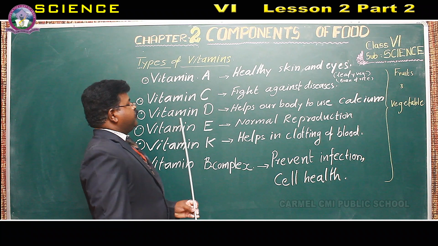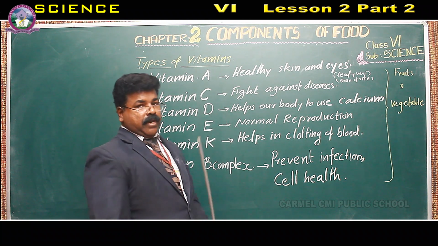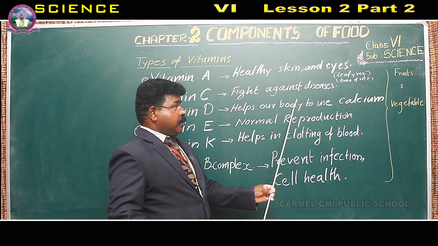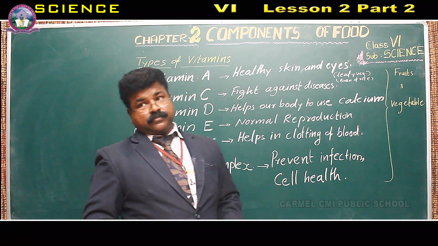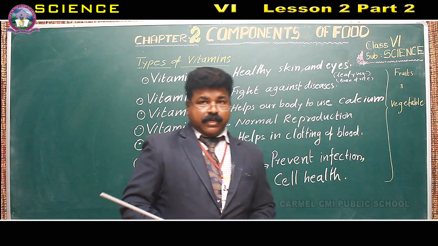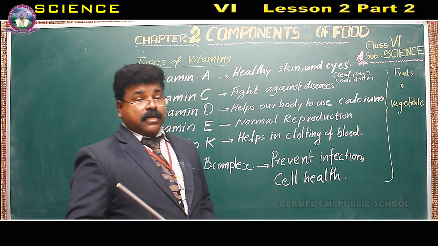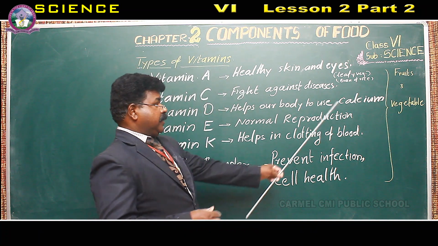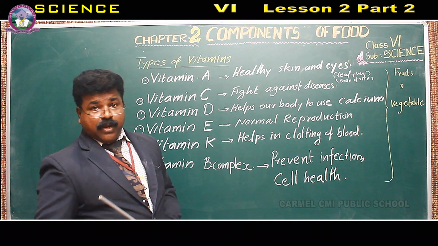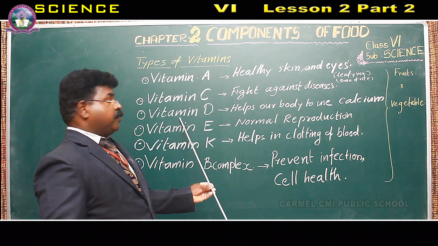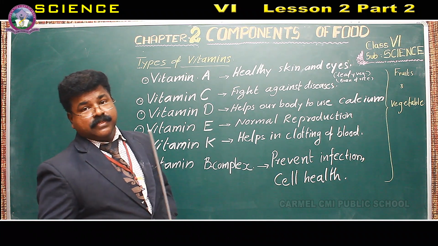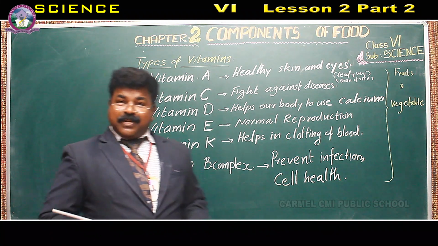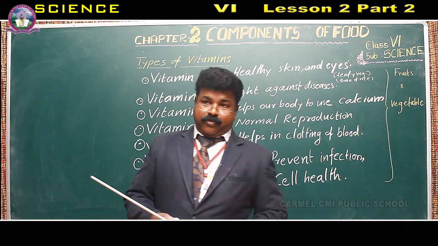The next one is vitamin D. The main function of vitamin D is that it helps our body to use calcium. So when we are taking calcium containing food items, the calcium is a mineral, and the absorption of this calcium mineral is possible when we include more vitamin D containing food items in our diet.